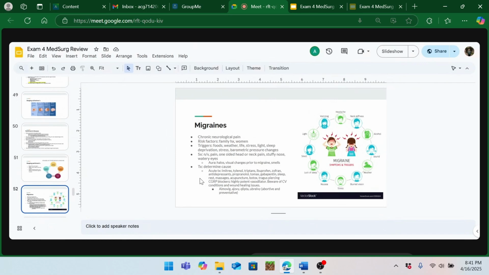And then there's CGRP blockers. These are your highly potent vasodilators. So be cautious in cardiovascular conditions and wound healing. And then these are some examples of it. Basically, my mom takes these. You take it when you start to get like the aura, and it's supposed to shut it down, or at least that's how she uses it. But some people take these every day. The issue with these is they're newer and they're very expensive, and insurance does not like to give them out.